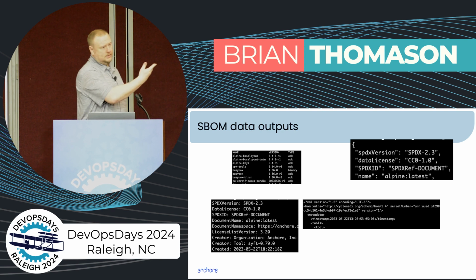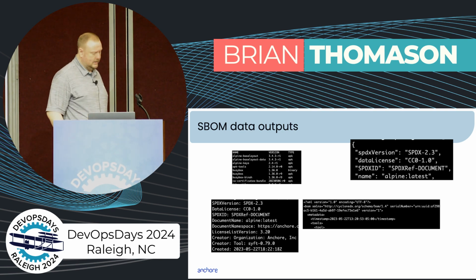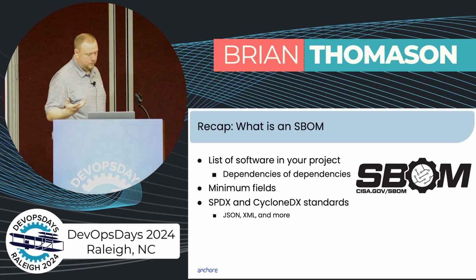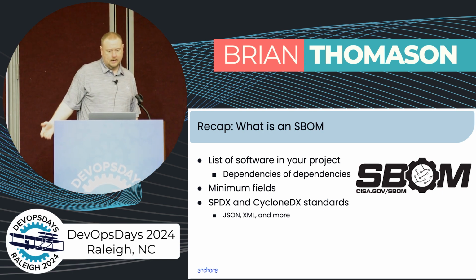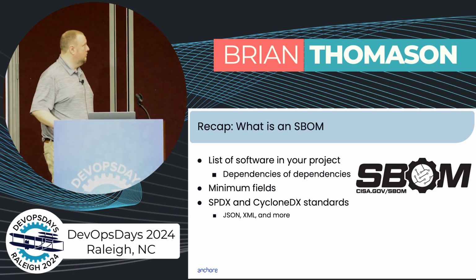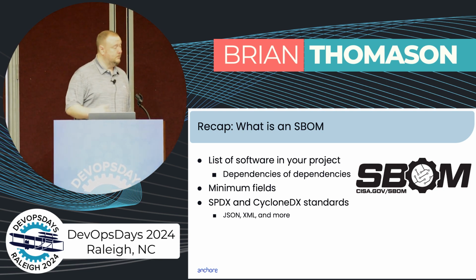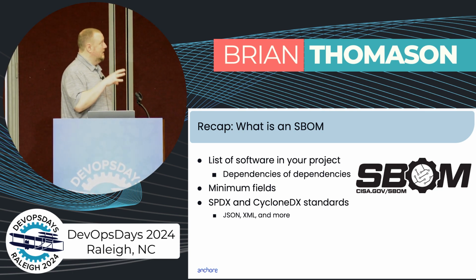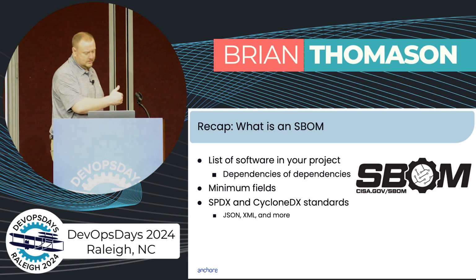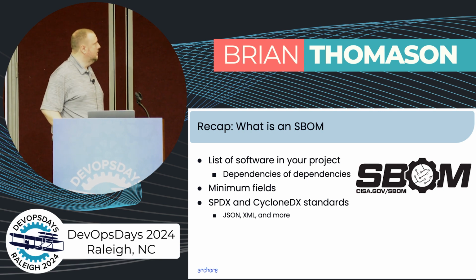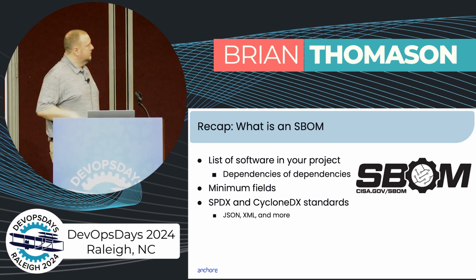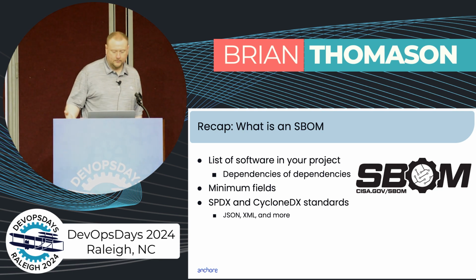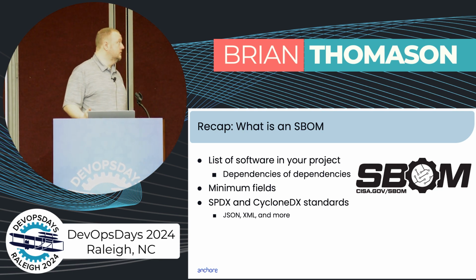But mostly you'll see JSON output, and that's usually what will define an SBOM in one of those two aforementioned formats. So just to quickly recap for the four people that didn't know what an SBOM was coming in here today. It lists software in your project, your own software that you're building, dependencies of dependencies, direct dependencies, transitive dependencies. It has to have a minimum number of those seven fields as defined before, but there's plenty more in certain SBOM formats. And then the two formats that are standard these days are SPDX and CycloneDX. You can output those in different formats, with JSON being the most predominant.